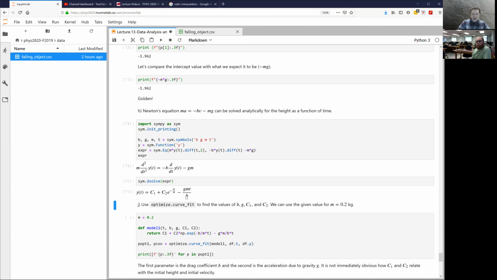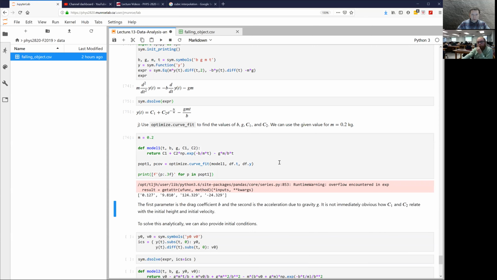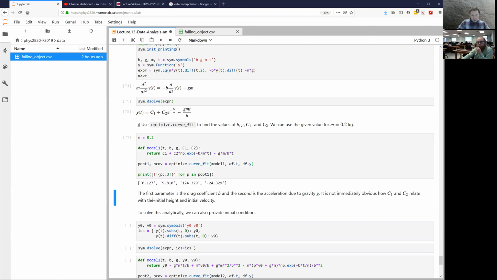The m and the g and the b are coefficients or parameters, and C1 and C2 are related to the initial conditions, the initial position and the initial velocity. Well, what we can do is we can model that function, C1 plus C2 times the exponent of minus b divided by m times t, plus this coefficient, use curve fit to figure out what those parameters would be, and get back directly these parameters.